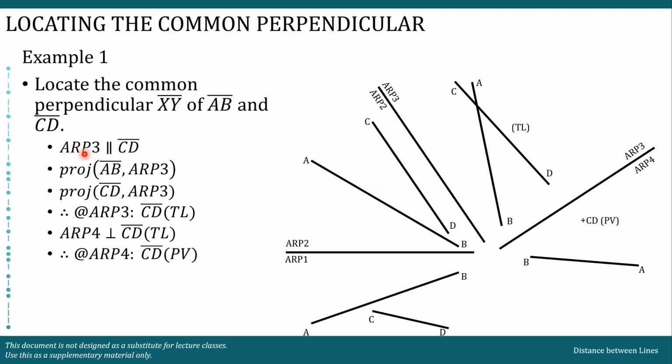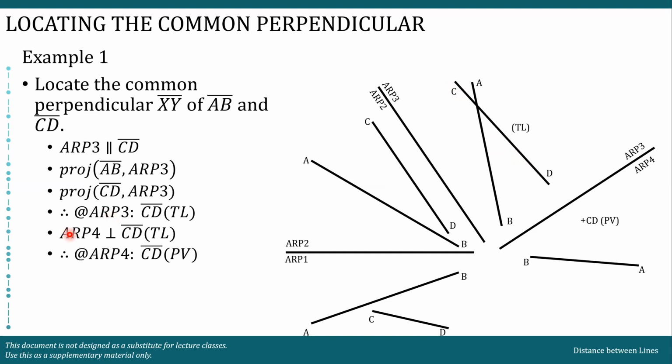First step natin, we will draw ARP3 parallel to CD. So this is your CD. Then I drew ARP3 parallel to that. Then we will project AB across ARP3. We will also project CD across ARP3. Hence, meron tayo nito. Okay? Therefore, since ARP3 is parallel to CD, at ARP3, CD will become true length. CD is parallel to this, then TL CD dito sa ARP3.